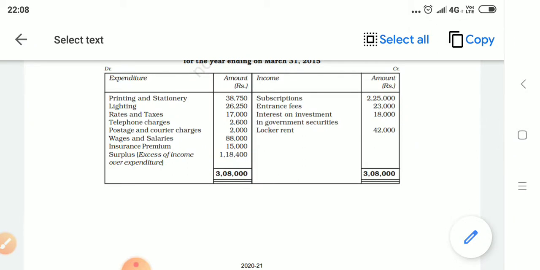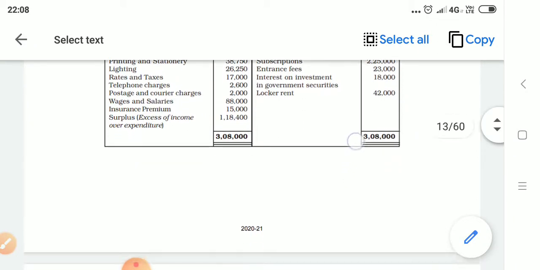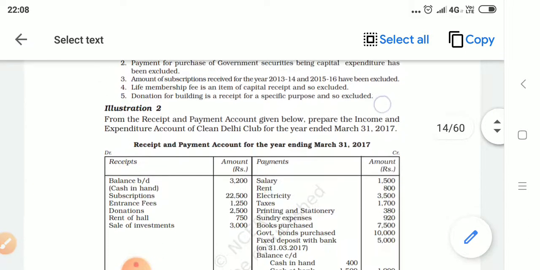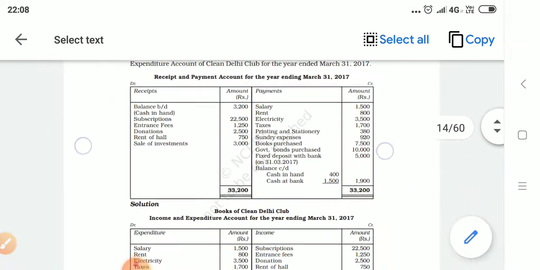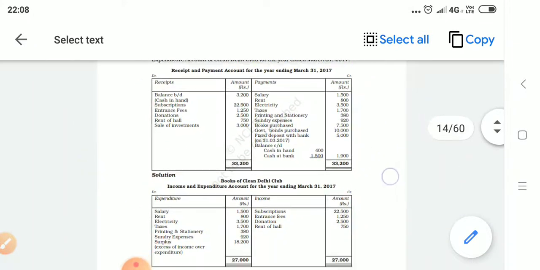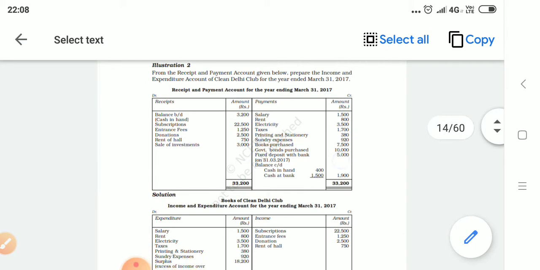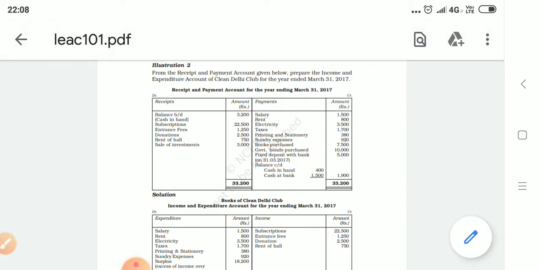Till now, children, I have repeated the same explanations 3 or 4 times. Now we will see illustration 2. Okay, so I am having illustration 2 here. From the receipt and payment account given below, prepare the income and expenditure account of Clean Delhi Club for the year ended 31st March 2017. So as I told, receipts and payment account will be given as the question, and additional information will also be given. With the help of receipt and payment account, you have to prepare income and expenditure account.